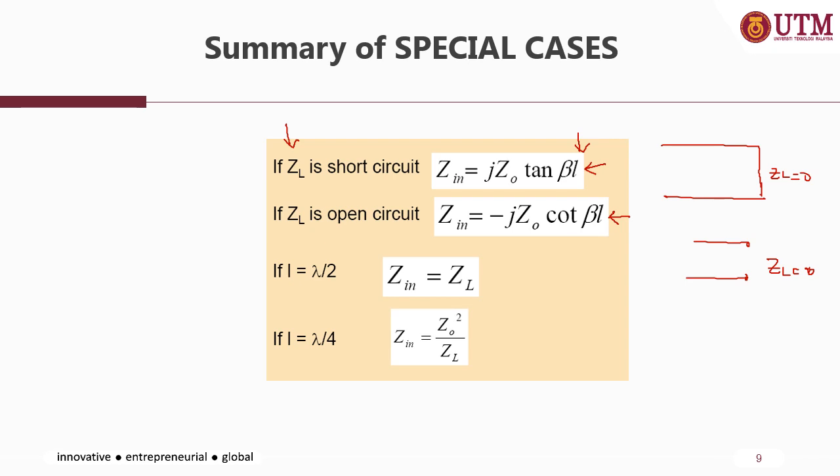And if L equals lambda over 2, we have seen earlier that ZL equals Zin. So there are no changes in the load impedance, regardless of the changes in the Z0. And if L equals lambda over 4, the Zin will be equal to Z0 squared divided by ZL.